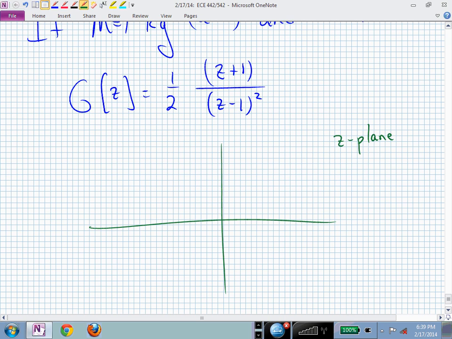That was too vague. Where are my poles? I have two poles at 1, don't I? So here's a 1, and I usually just offset those, but you know they're right on top of each other. Do I have any finite zeros?